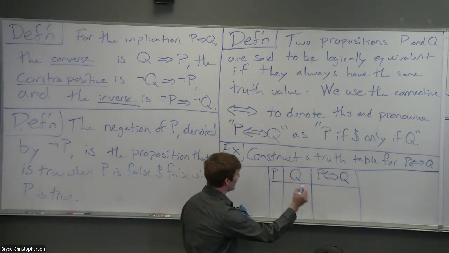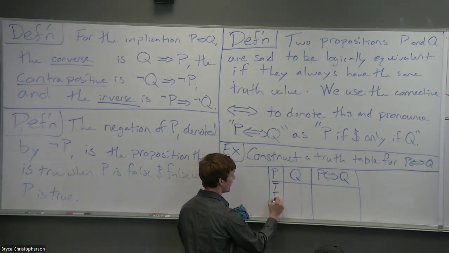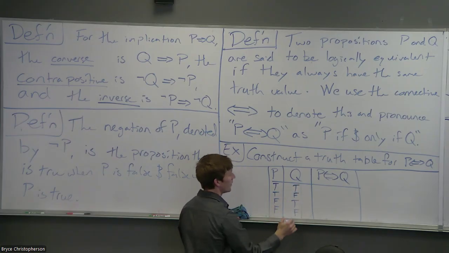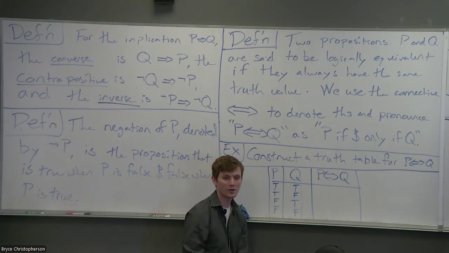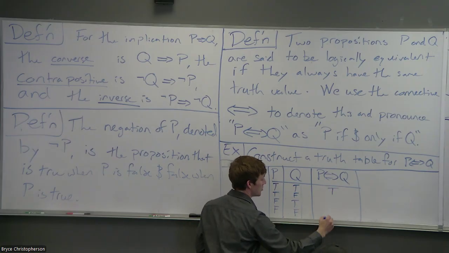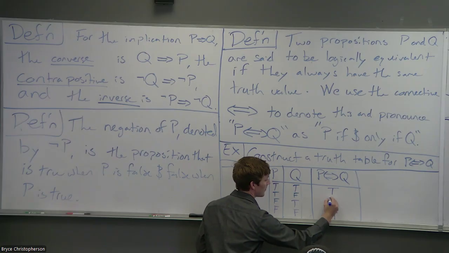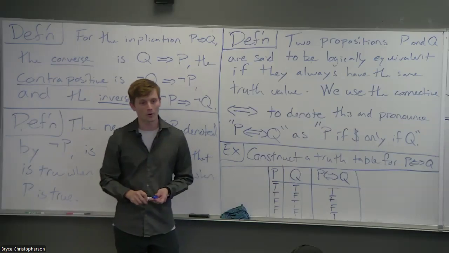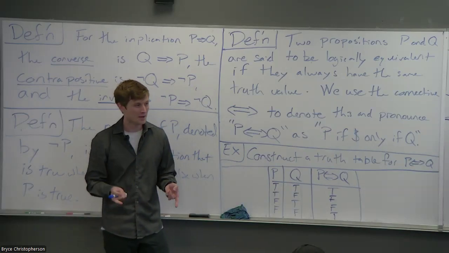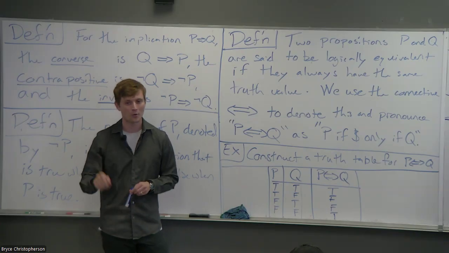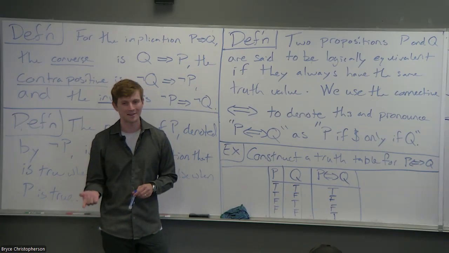I'm going to write this: true, false, false, true. And when is P if and only if Q true? Exactly, when they have the same truth values. So when they're both true or both false, the statement is true; otherwise, in the middle cases, it is false. Okay, cool. So P if and only if Q says that P and Q tell you the same stuff. If you know one of them, you know the other one, right?